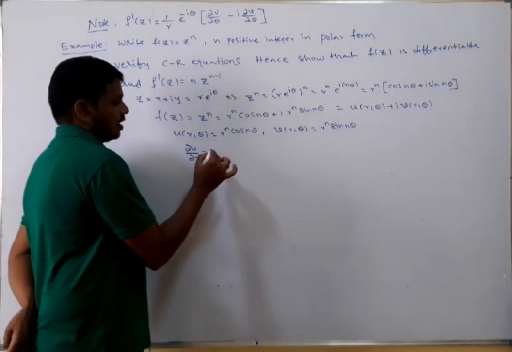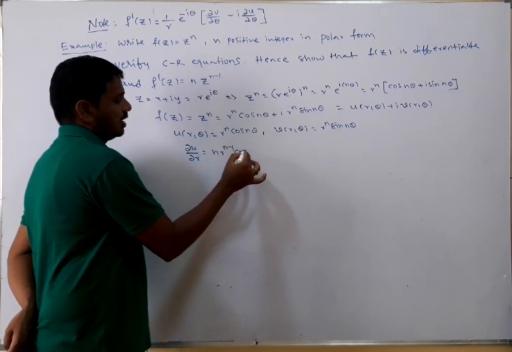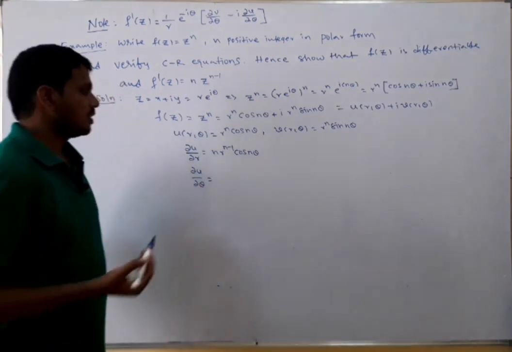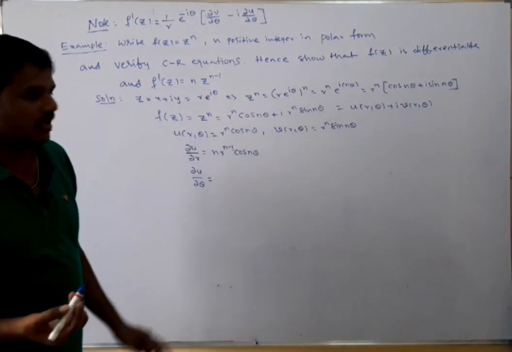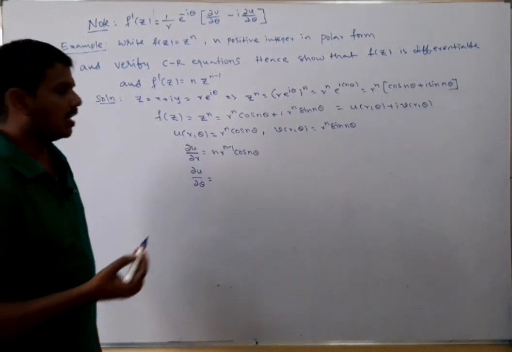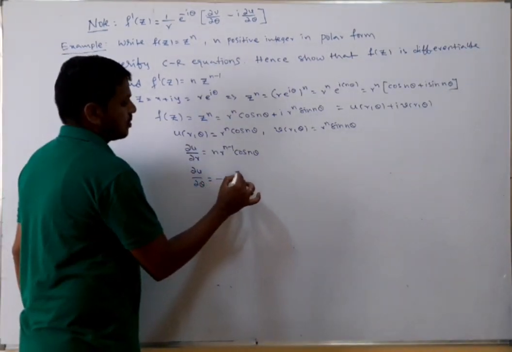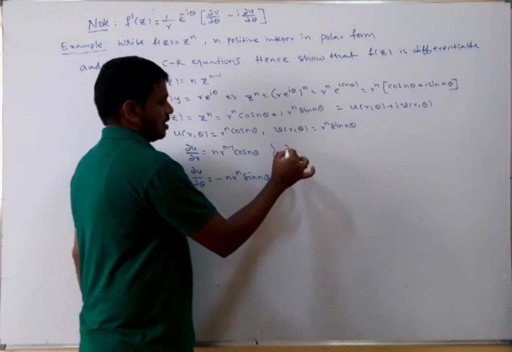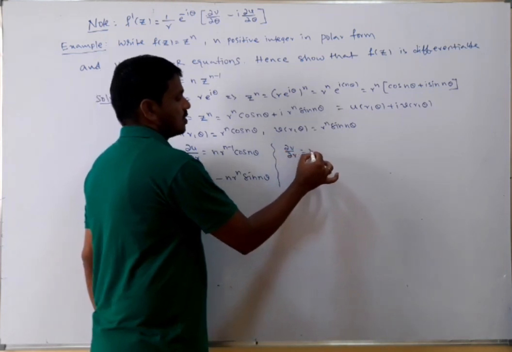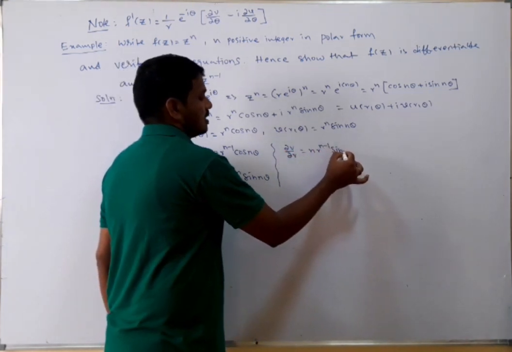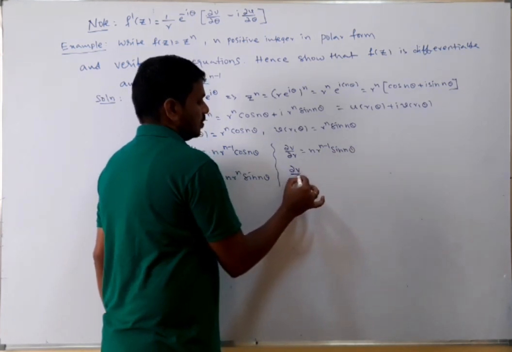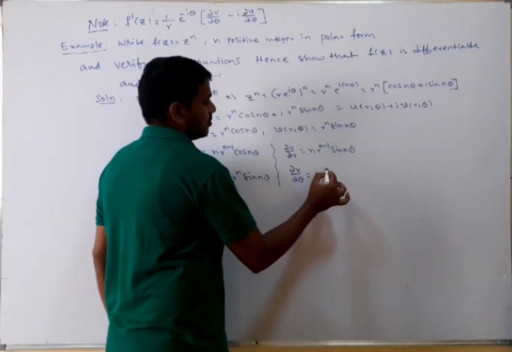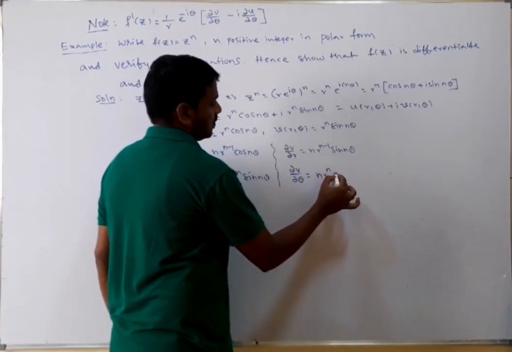with respect to r, n into r to the power of n minus 1, keeping theta constant, cos n theta. Dou u by dou theta is equal to, keeping r constant, concentrating on n theta, the derivative of cos n theta is minus sin n theta into n, which is minus n r to the power of n sin n theta. Next, dou v by dou r is equal to n r to the power of n minus 1 sin n theta. Dou v by dou theta, the derivative of sin n theta is cos n theta into n, so n r to the power of n cos n theta.